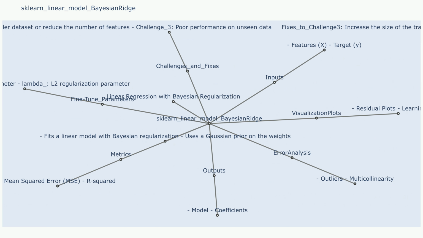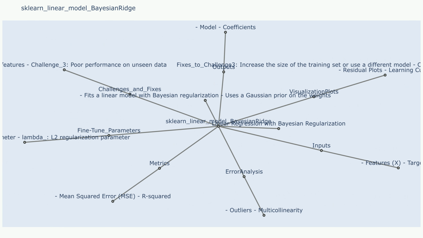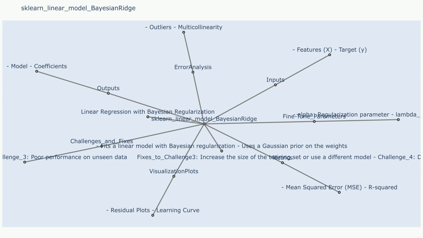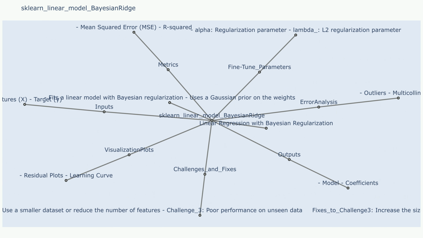Steps. The model initializes the parameters with a Gaussian prior distribution. It iteratively updates the parameters based on the data and the prior assumptions. The model uses a conjugate prior distribution for the parameters, allowing for efficient computation of the posterior distribution. Metrics. R-squared, a measure of how well the model fits the data, ranging from 0 to 1, with higher values indicating a better fit. Mean squared error, MSE, the average squared difference between the predicted values and the true values.